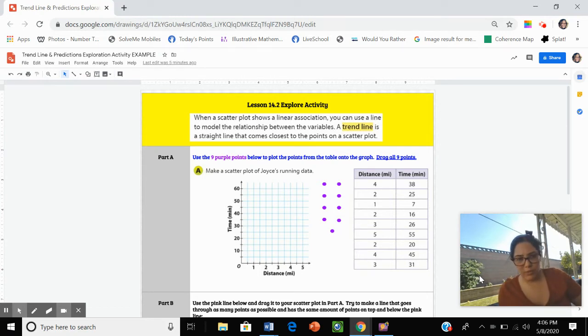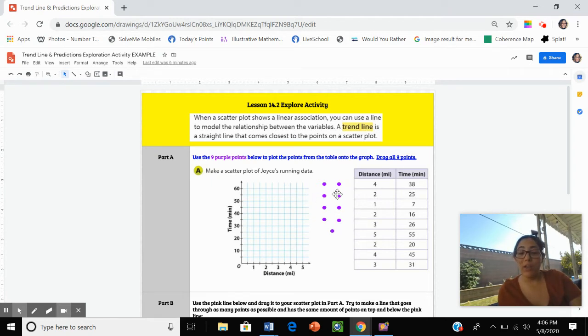If you're choosing to do it via Google Classroom and the Google Drawing assignment, you can interact with this assignment called Trendline and Predictions Exploration Activity. Before we get started, we need to know what a trend line is. When a scatter plot shows a linear association, you can use a line to model the relationship between the variables. This is a trend line. A trend line is a straight line that comes closest to the points on a scatter plot. That's what you're going to be creating right now.